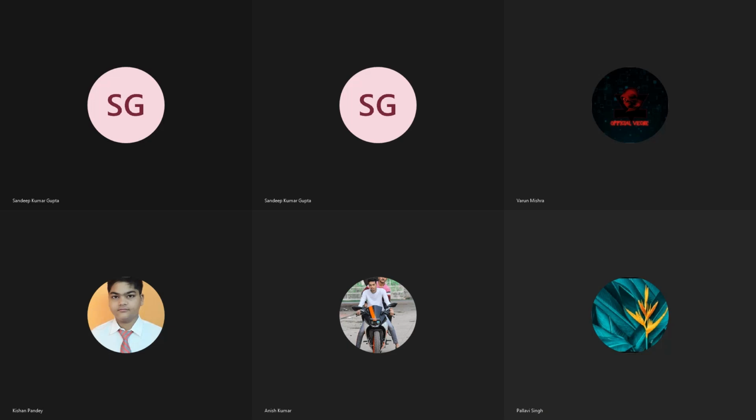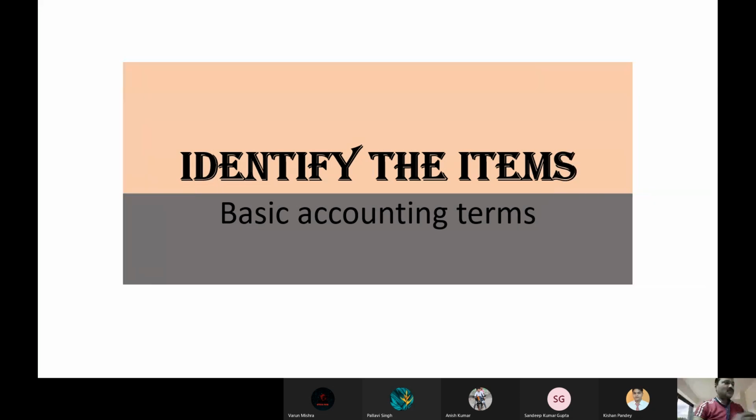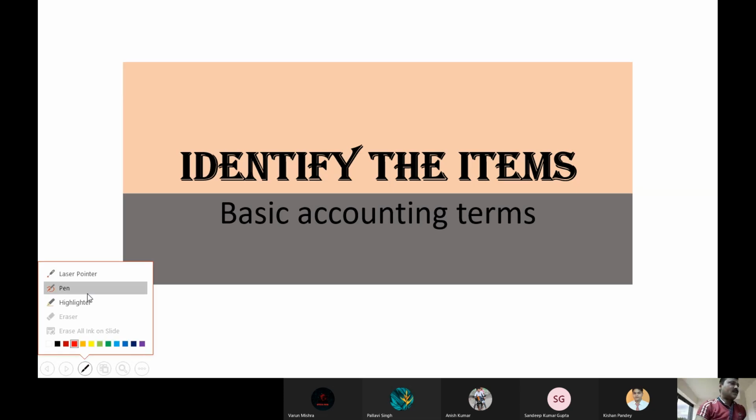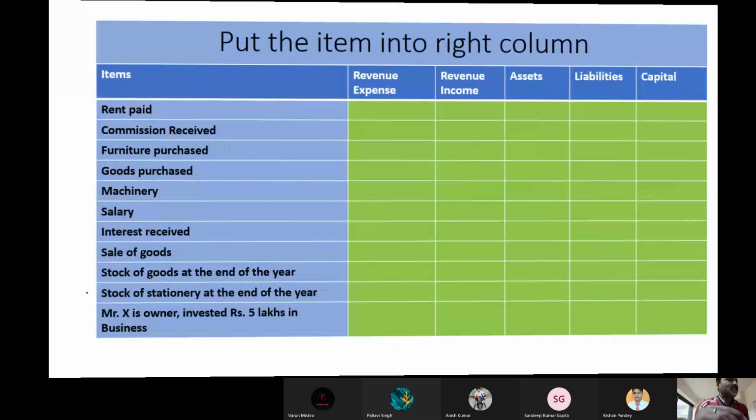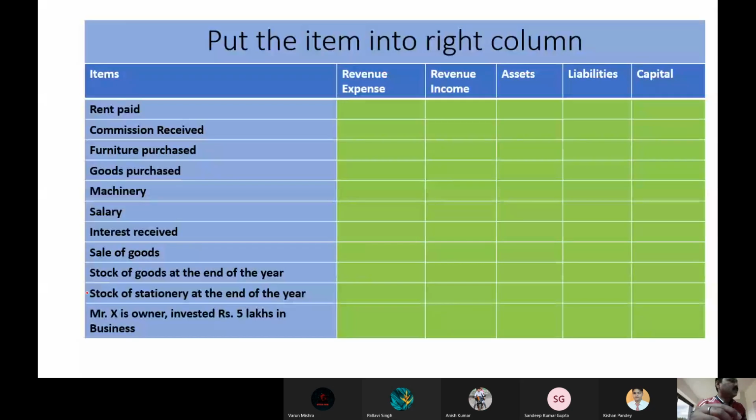So now our class today is to identify the items. The particular item will be written where? Okay, so just look at the slide. Here it is saying to put the item into the right column, right?